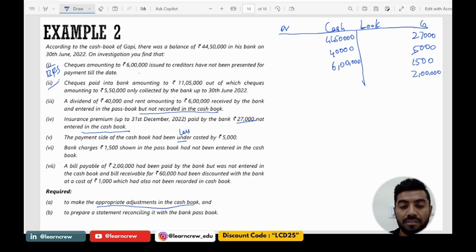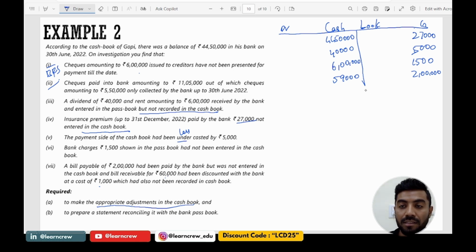And a bill receivable for 60,000 had been discounted with the bank at a cost of 1,000, which had also not been recorded in the cash book. When you discount, you'll be receiving the money. So the 60,000 less the cost of 1,000 means 59,000 will be received. Okay, this is the amount we'll be getting.